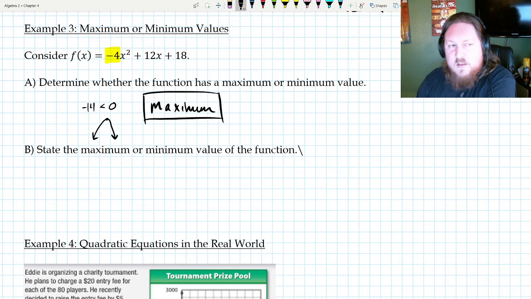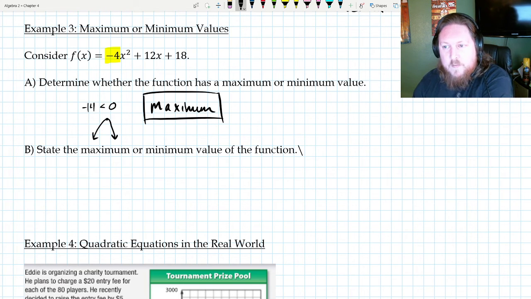Now, most of the time, this isn't actually the question that they're asking. It might be a couple times. But really, you have to start here to go, oh, it's going to be a maximum. Now I know what in reference I'm going to be doing.